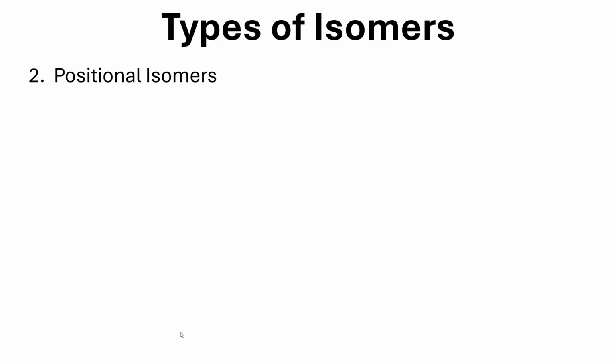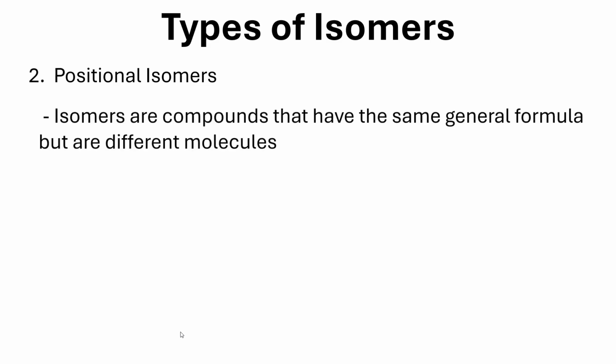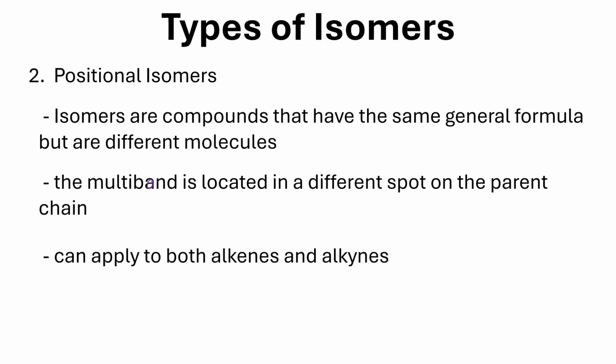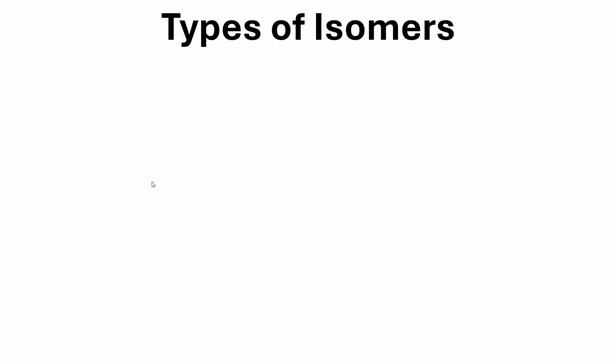Second type of isomer is called a positional isomer. So again, compounds with the same general formula. What makes positional isomers different is that we're going to locate the multi-bond in a different spot on our parent chain. So we're going to find that this type of isomer can actually apply to both alkenes and alkynes, unlike our last one that was just dealing with alkanes, at least in that example.